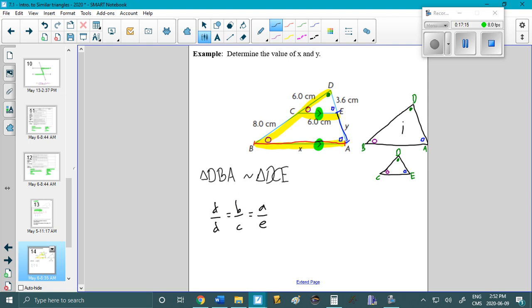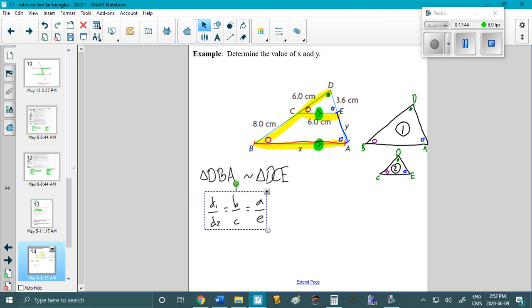Now, I'm going to call the big triangle number 1 and the small triangle number 2, and the only reason I'm going to do this is because we can't say d and d, because that's the same thing. So we'll call this d1, and we'll call this d2. Something else you might notice is if you go across the top, DBA, you'll get this triangle, and if you go across the bottom, you'll get DCE. Now what we do is we plug in all the numbers that we know.